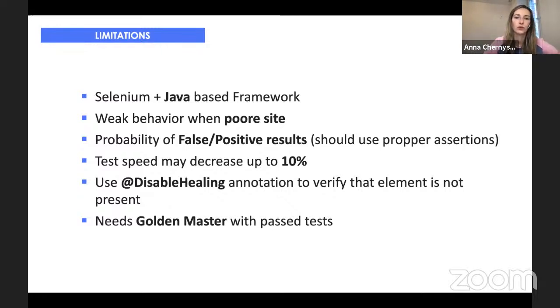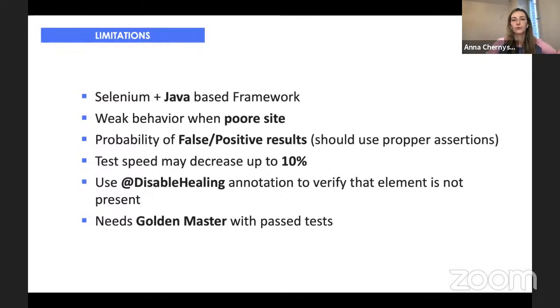Also, there can be a probability of false positive results. For example, you have a test and it finishes with clicking on some button without verification. If there are several very similar buttons, and the button that you want to click changed, Healenium can propose a locator for another similar button and click on it. So in this case, the test will pass, but it should fail because it was a wrong element.